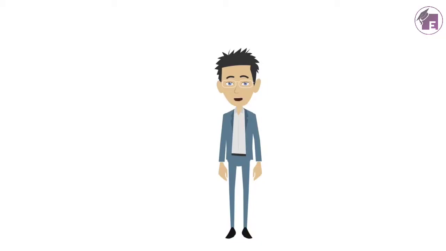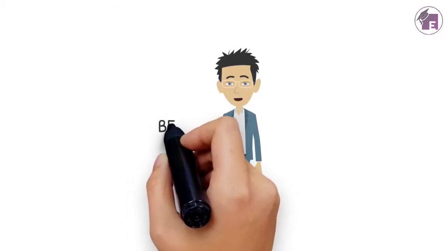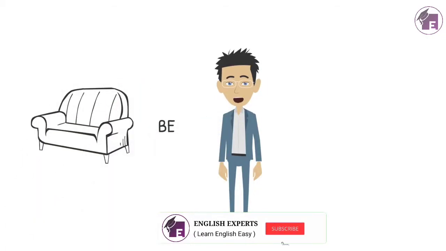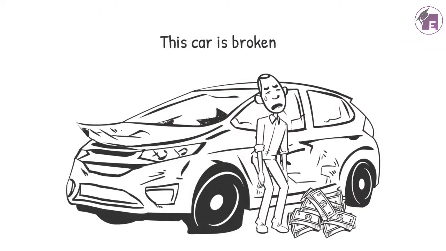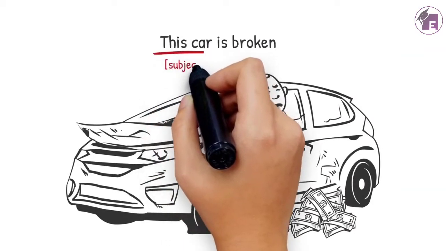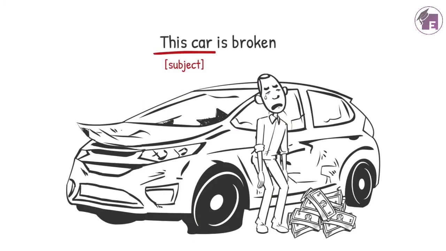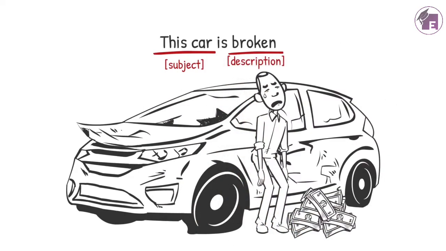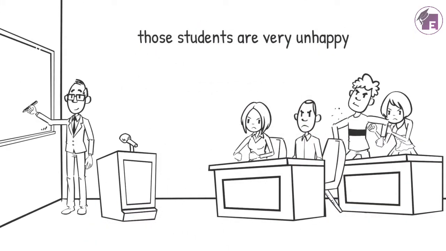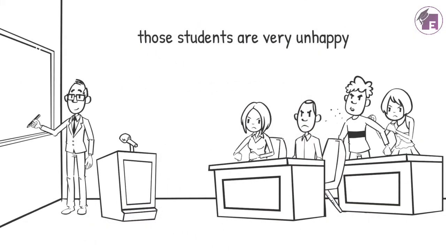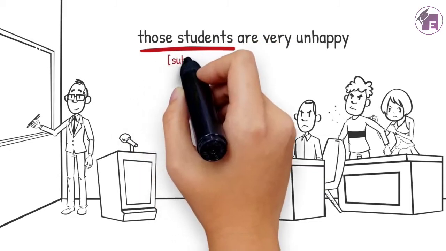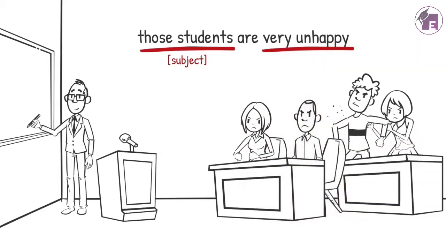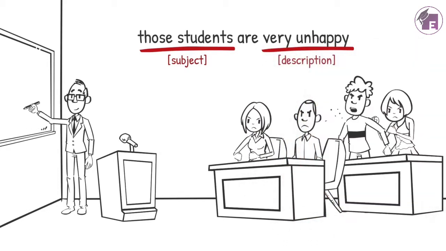Okay, as I said in the previous lesson, we use be after a subject to describe it. For example, this car is broken. Here, the subject is this car, and the description is broken. Or, those students are very unhappy. Those students is the subject, and the description is very unhappy.